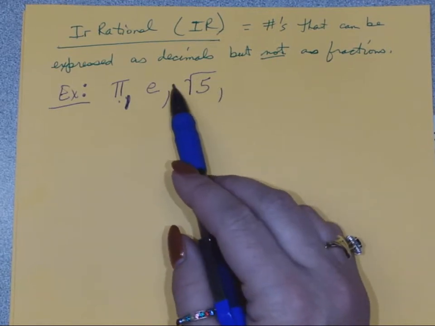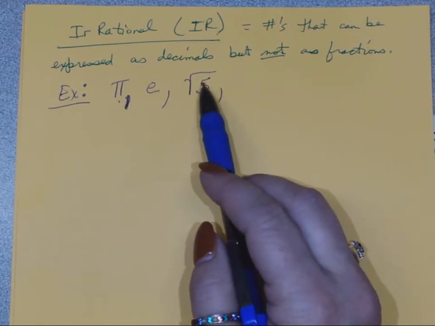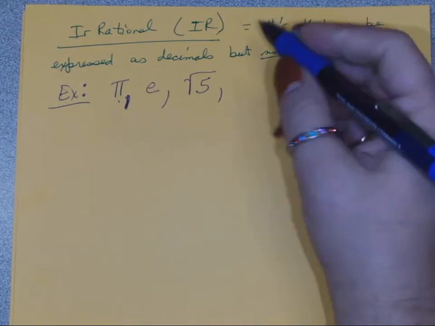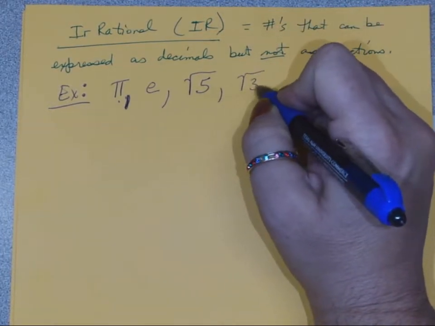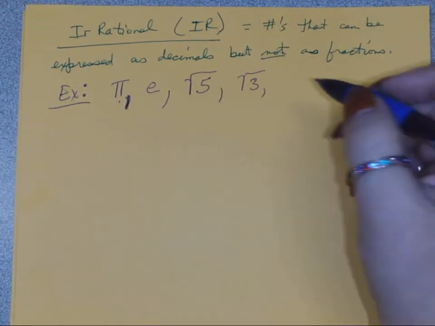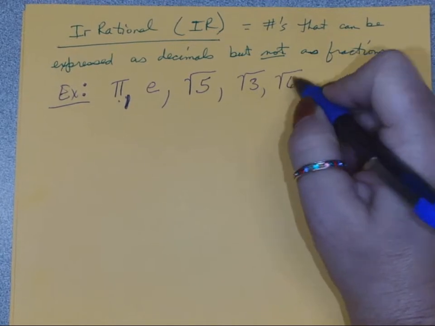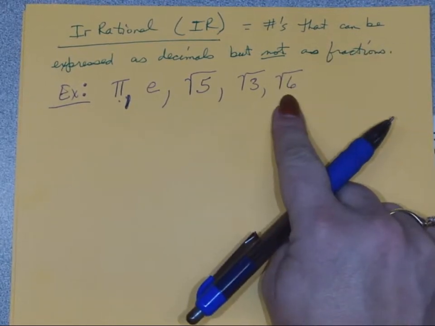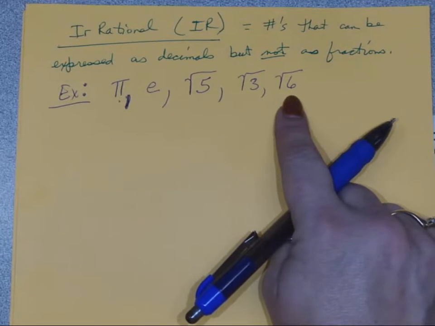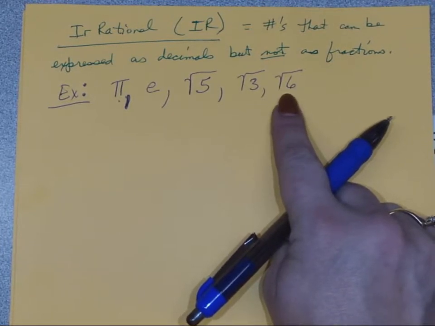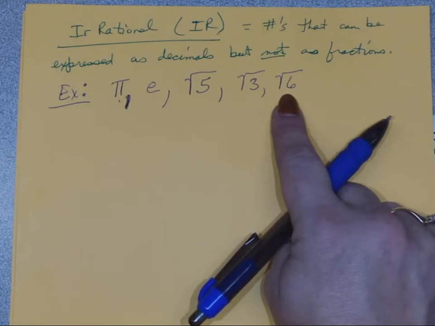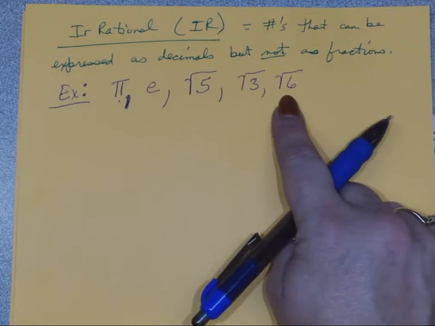But these guys are what? Not perfect squares. So square root of 5, square root of 3. They don't have to be prime numbers, so square root of 6. Even though 6 is not prime, it's a composite number, this number right here is still between square root of 4 and square root of 9. So it's still going to be like 2 point something something, right?